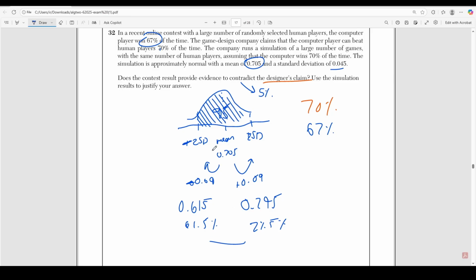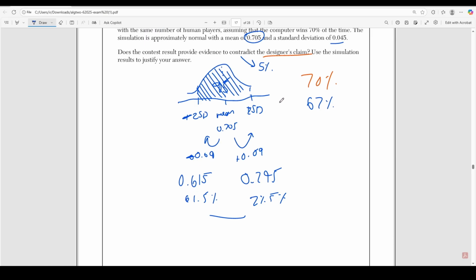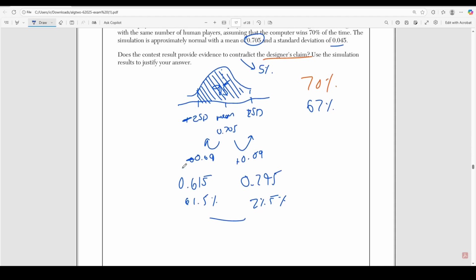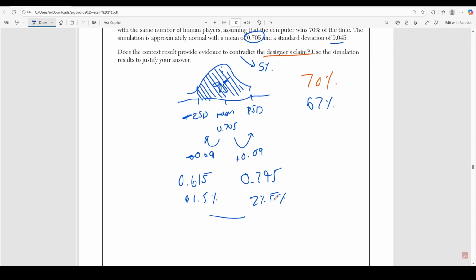So no, this tournament was not a crazy, 1 in a million chance. This was a standard regular tournament. It's not special. So does the contest provide evidence that contradicts the designer's claim? The designer claims that 95% of the data falls between here, and 67% falls between 61.5% and 79.5%. Because it falls within the 95% range, it does not contradict the designer's claim.